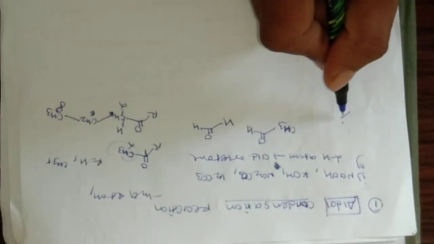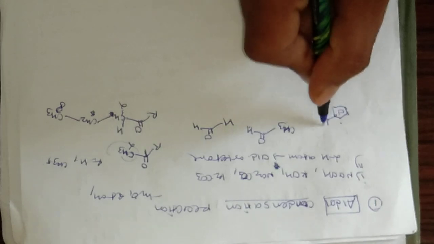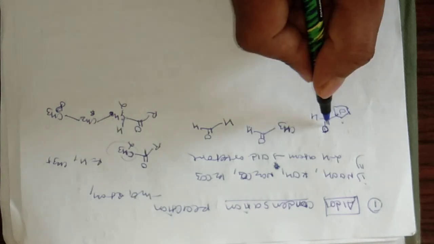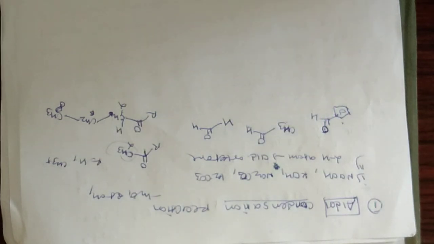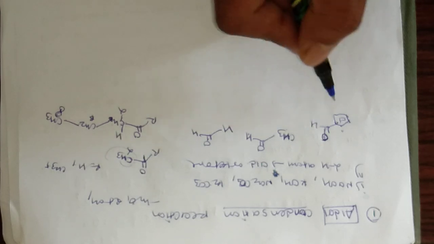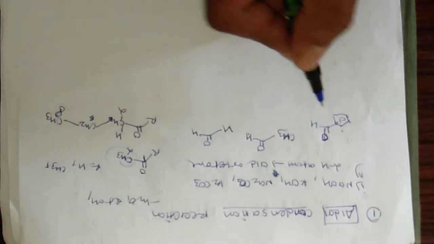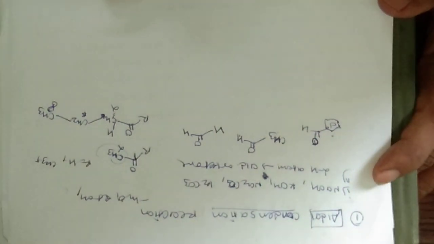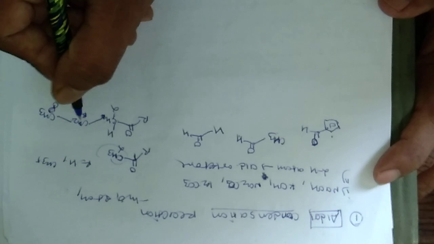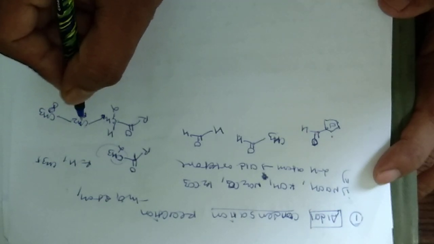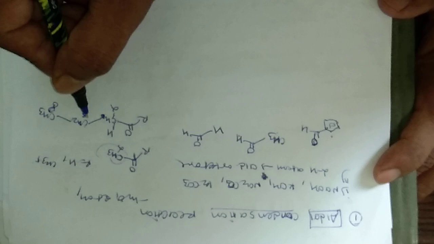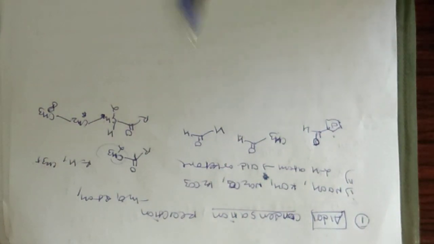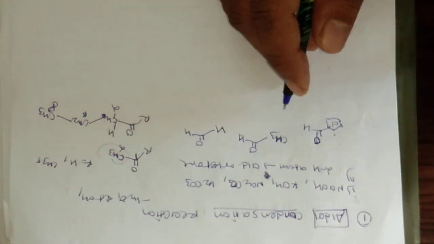Now another example. Does it have an alpha hydrogen atom? No, it also has no alpha hydrogen atom. So I hope you understand which is an alpha hydrogen atom. A beta hydrogen atom is a hydrogen atom attached to a beta carbon atom. Now next, let's see the reaction.